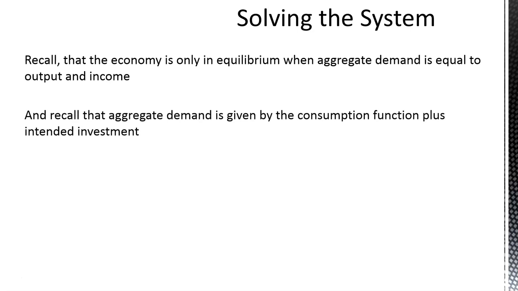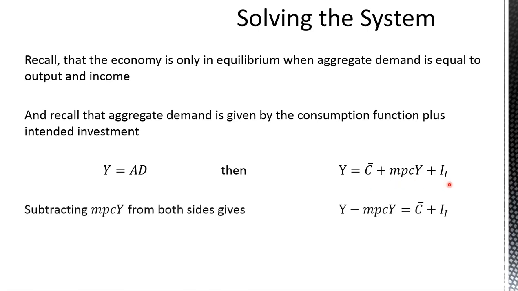And in our simplified economy with no public sector and no foreign sector, aggregate demand is made up of the consumption function plus intended investments. So we can write this as the basic equilibrium condition Y equals aggregate demand, output and income equals aggregate demand, and aggregate demand can be decomposed then into the consumption function here, C bar plus MPC Y, plus intended investments.